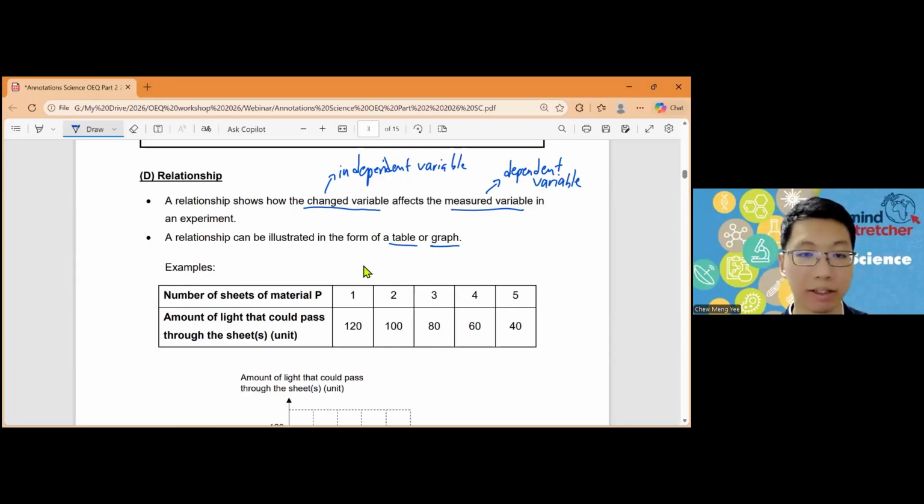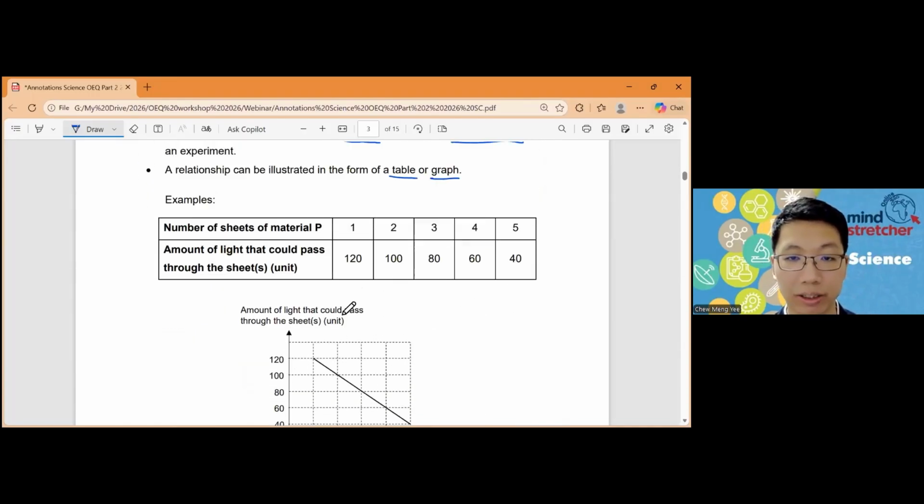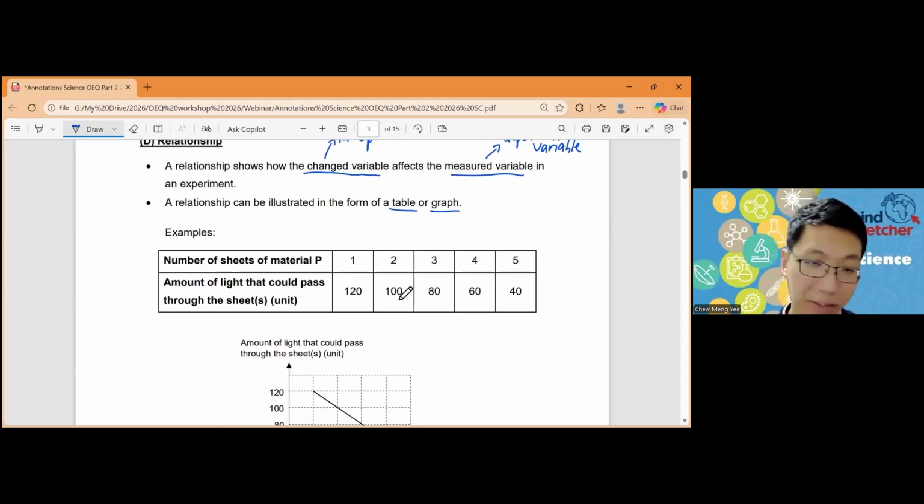Let's look at this example. Now, this is a light question, based on this without the experiment setup. We have the number of sheets of material P and the amount of light that could pass through the sheets.